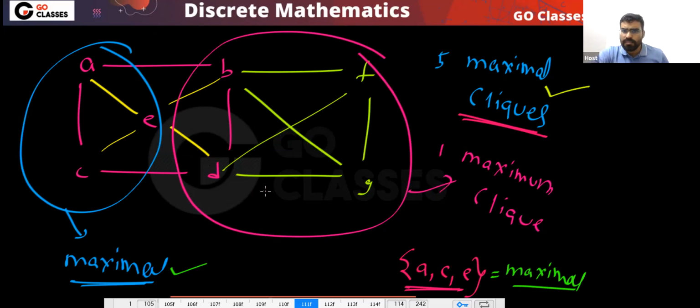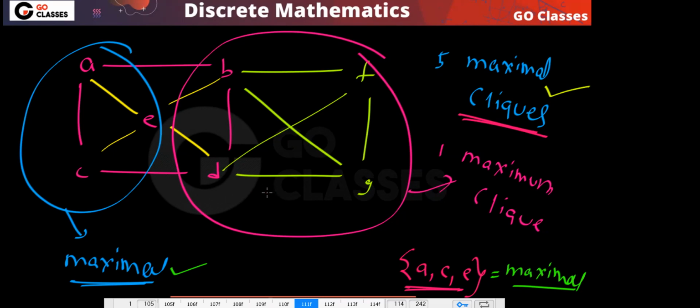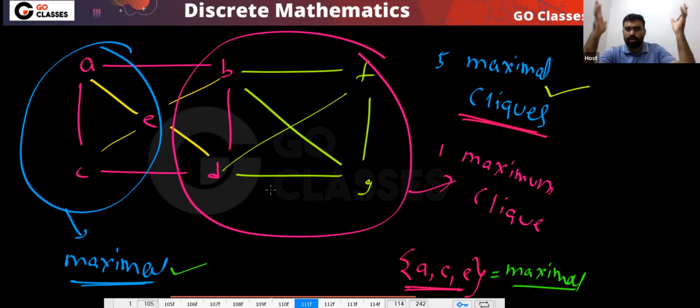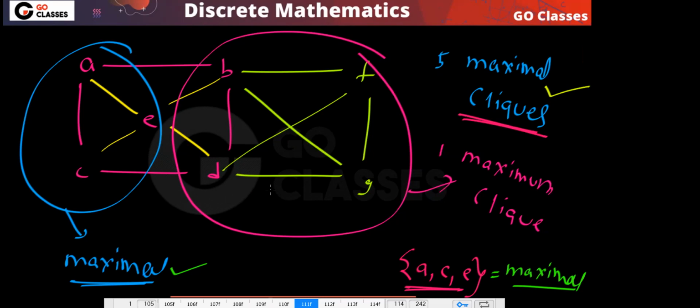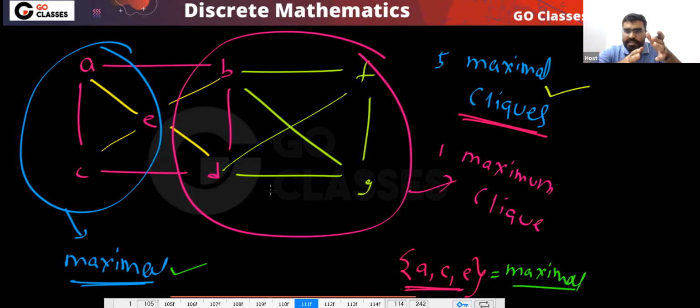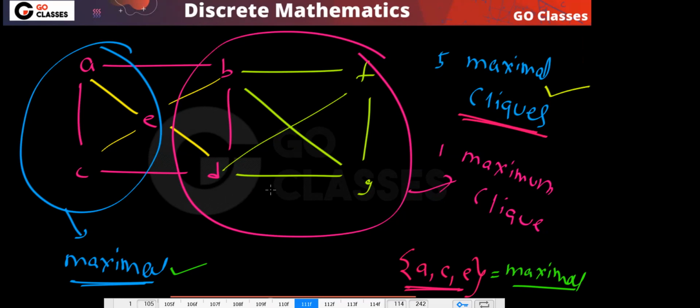Okay. Manisha is asking, what is the modification required in the definition for a maximum clique? Very simple. Just say that this would be the largest number, the maximum among all. Manisha, maximum clique means the largest among all the cliques.